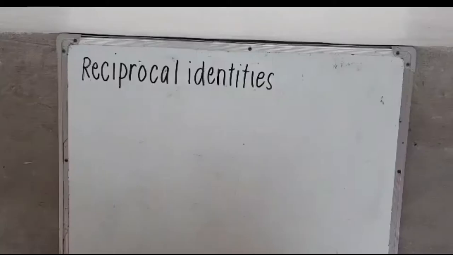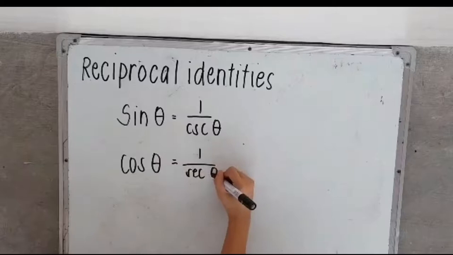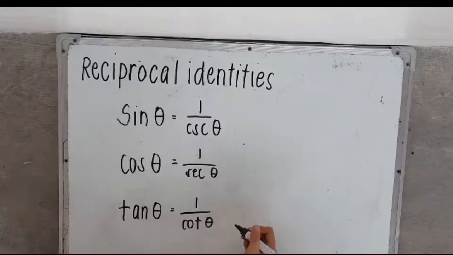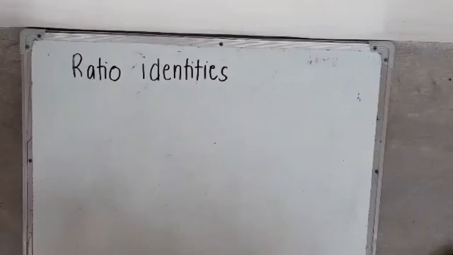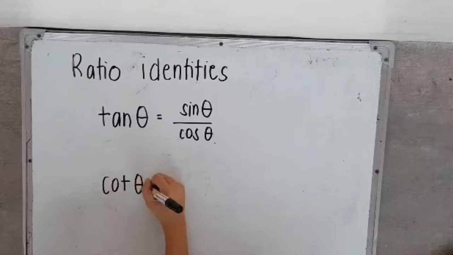Reciprocal identity. Sine x is equal to 1 over cosecant x. Cosine x is equal to 1 over secant x. Tangent x is equal to 1 over cotangent x. Ratio identity. Tangent x is equal to sine x over cosine x. Cotangent x is equal to cosine x over sine x.